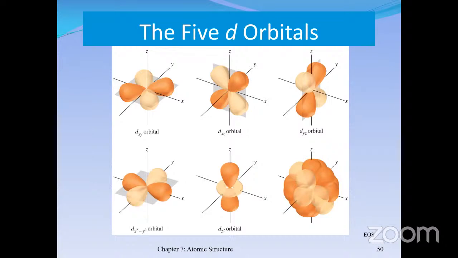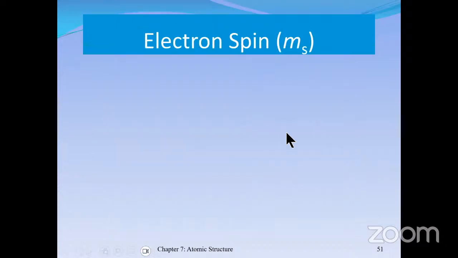So there's only 1 s orbital that can exist within any s subshell. There are only 3 p orbitals that can exist within any p subshell, 5 d orbitals within any d subshell, and 7 f orbitals in any particular f subshell, all right? So those are the numbers that you need to remember when it comes to the subshells.